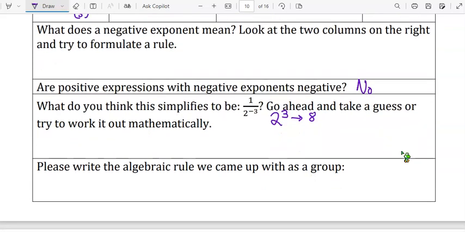Here's the formula for this one. We have a to the negative n power equals 1 over a to the nth power. We're flipping the fraction, changing the sign of the exponent.